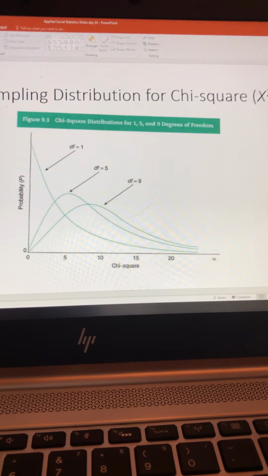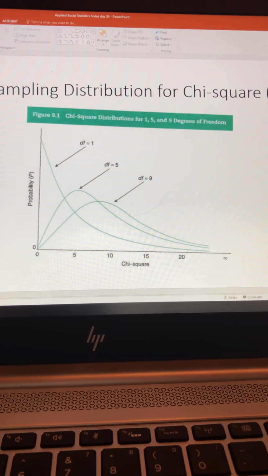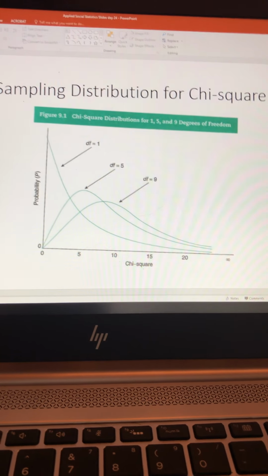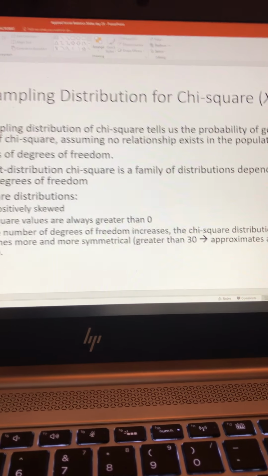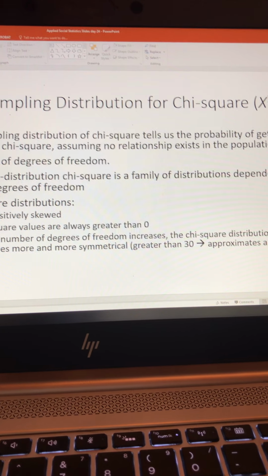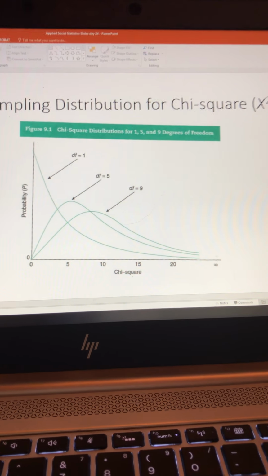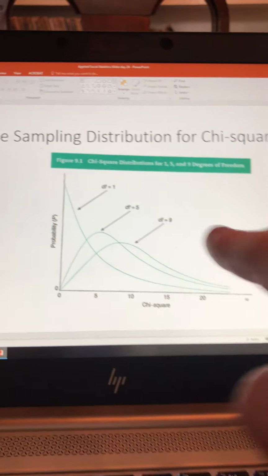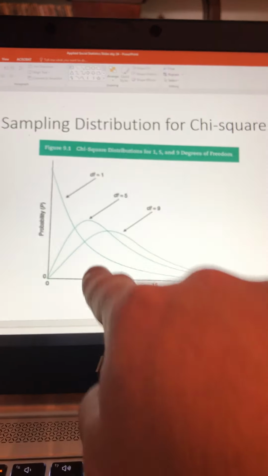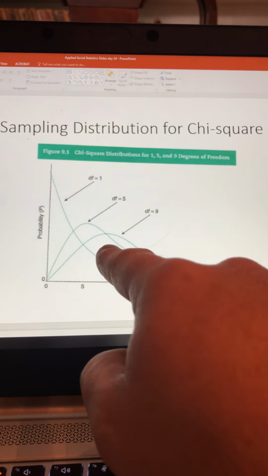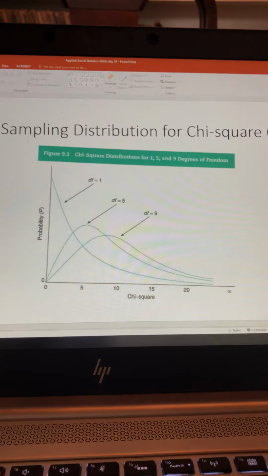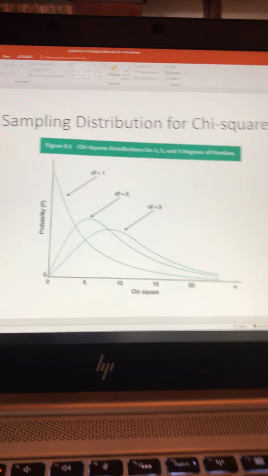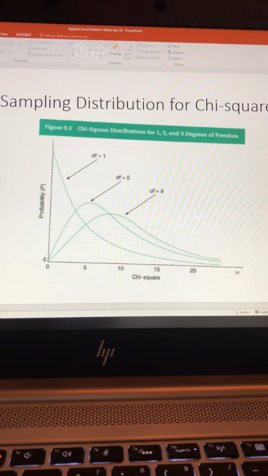The chi-squared distribution is similar to that, but it doesn't necessarily have to be normal or approaching normal at all. It could be highly skewed. And if you take a look, a degree of freedom of 1 is almost unrecognizable. It's extremely skewed. Degrees of freedom of 5 and 9 are skewed more. Once you approach 30, like I said, it becomes more normal.